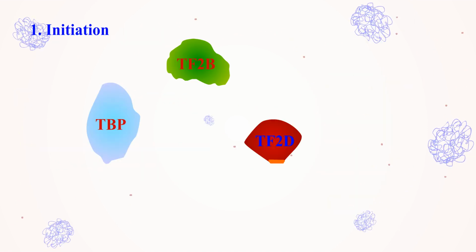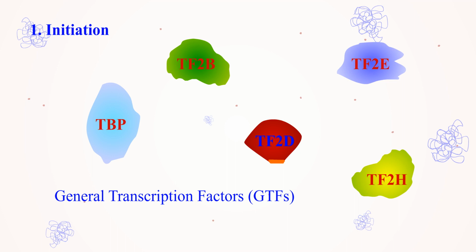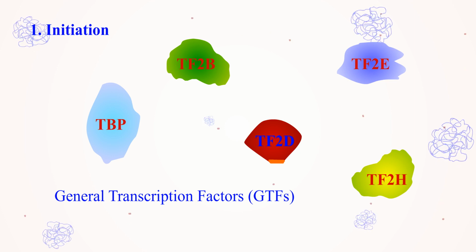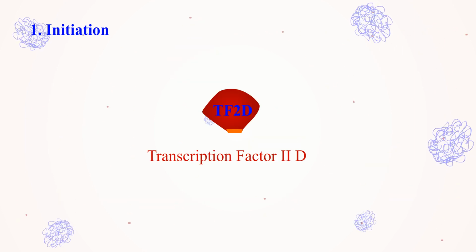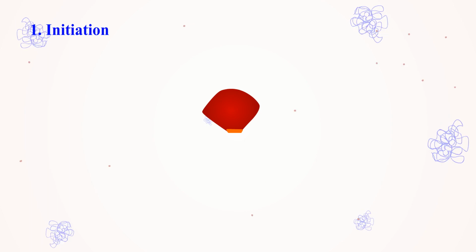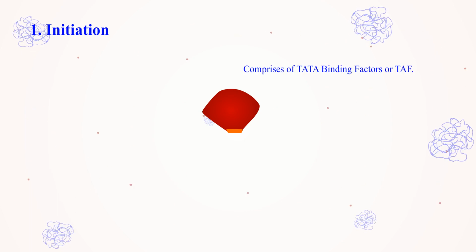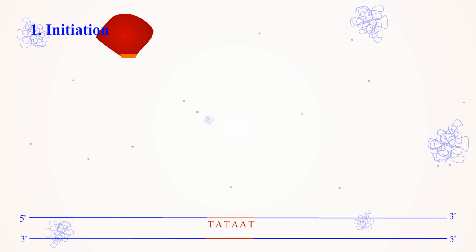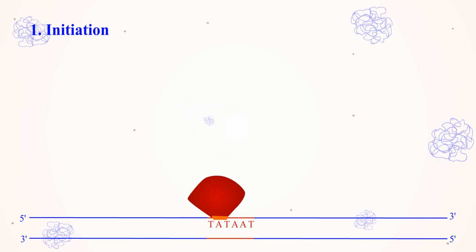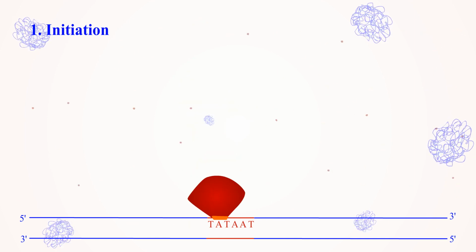To begin the initiation of transcription, it requires 5 general transcription factors or GTFs. The first one is transcription factor 2D or TFIID. TFIID comprises several TBP-associated factors or TAFs and TATA box binding protein or TBP. The TBP will recognize and bind to the promoter sequence, or TATA box.